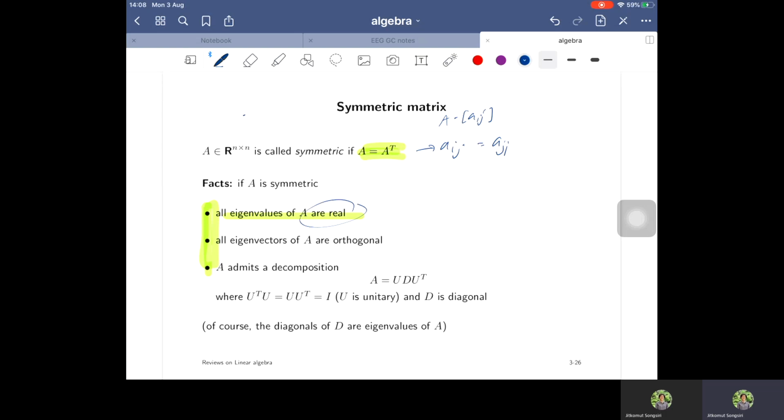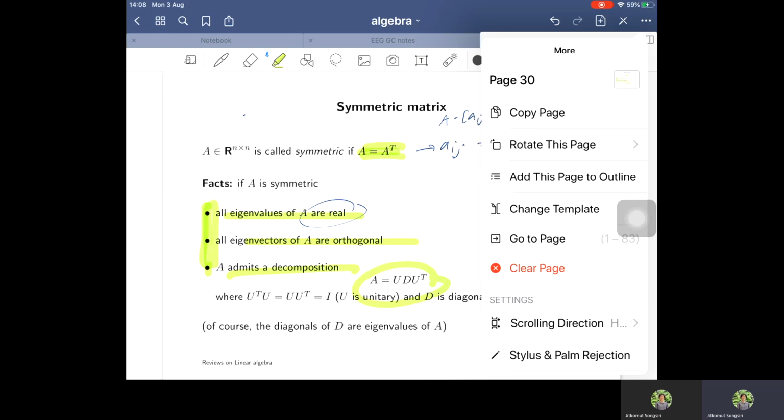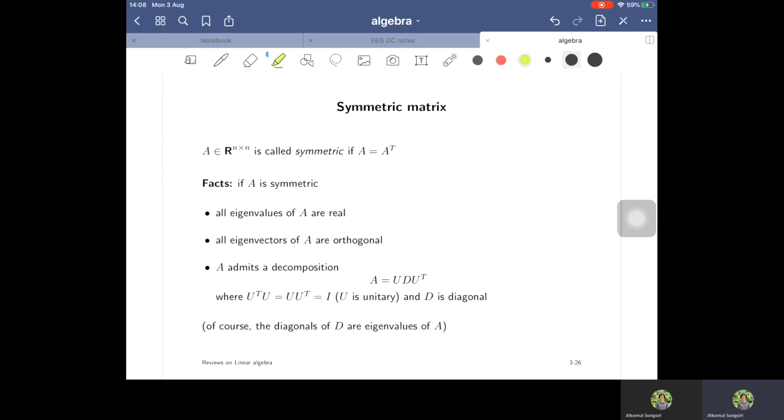Second, the eigenvectors are orthogonal, and that's why we're going to have the last property. From these three properties, we can analyze and derive some useful results in the future. So I'm going to show why these properties are true. First of all, all the eigenvalues of symmetric matrices are real.